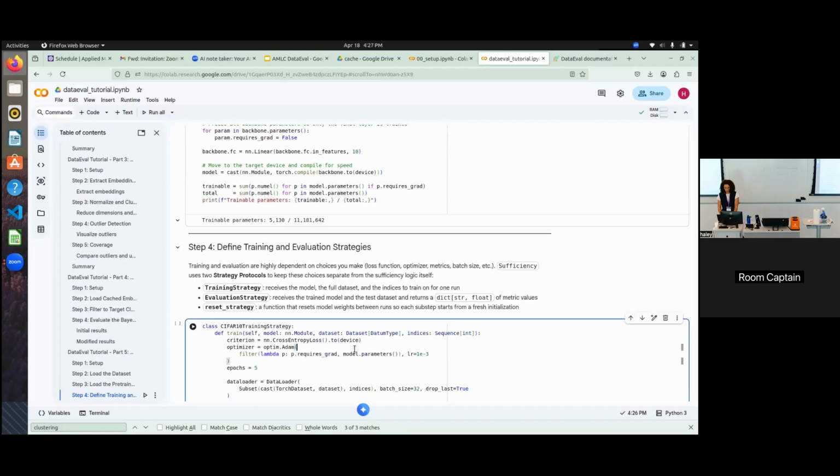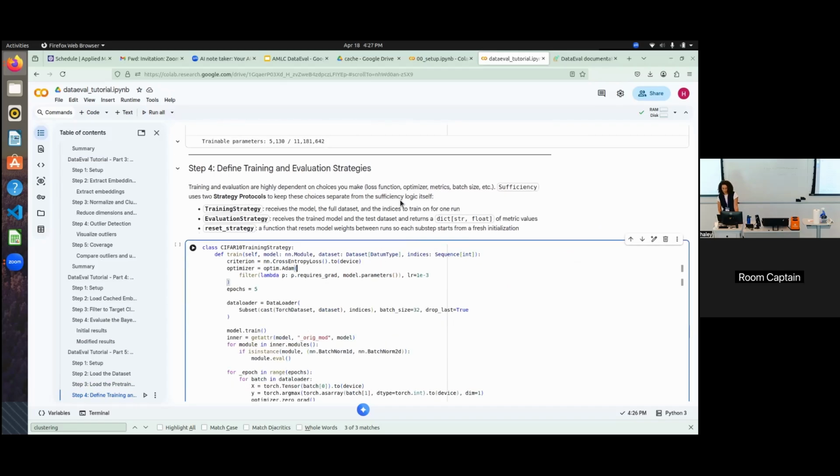And then we want to, okay. So the sufficiency, it has these two strategy protocols, which is really nice. And so this keeps some of your choices separate from the sufficiency logic itself, so it allows you to go back through and make edits as needed. So we have our training strategy and our evaluation strategy.